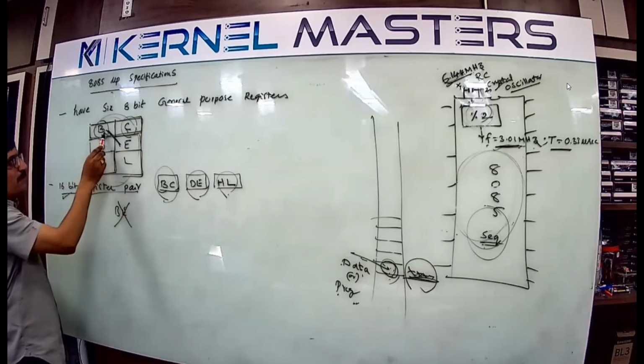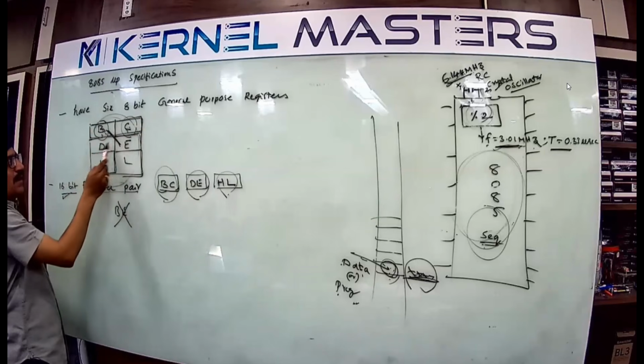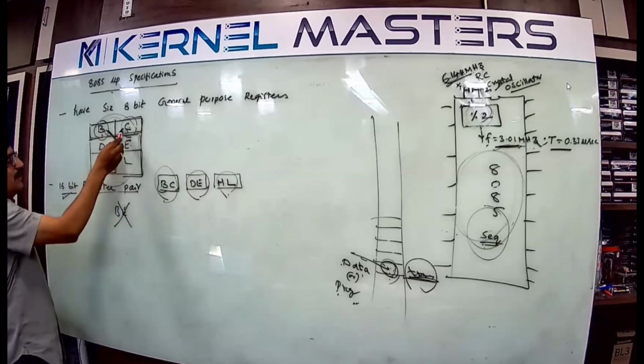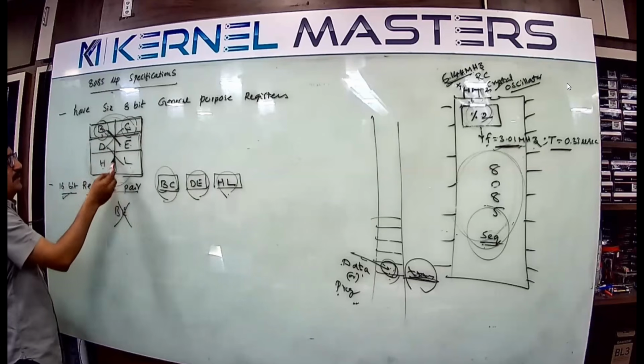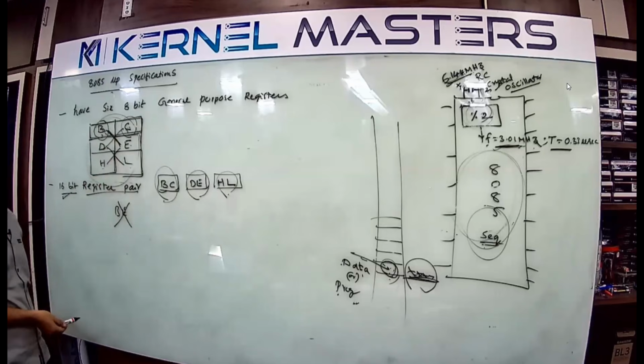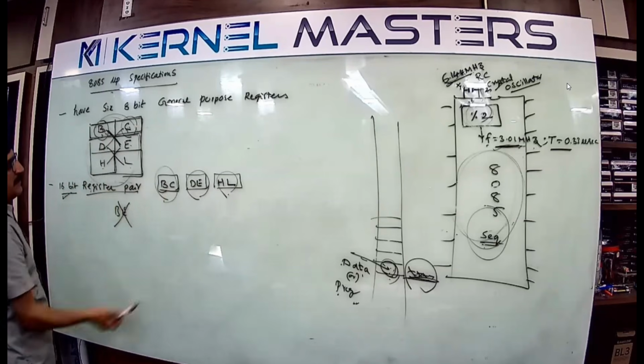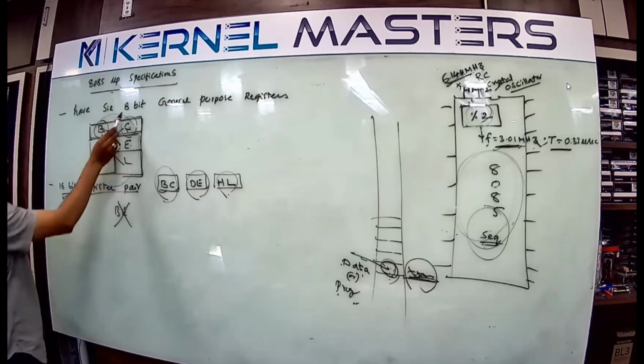The 16-bit combination is only possible for BC, DE, and HL. We can't do CD or any cross combination. Only these three combinations are possible. Whenever a programmer wants to use a 16-bit general purpose register, you can go with BC, DE, or HL. For 8-bit, there are only six registers.